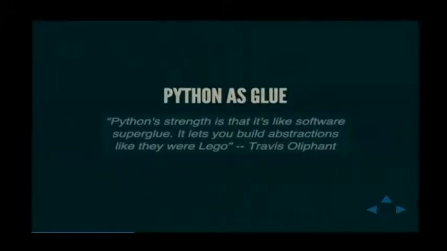So, this is a recent quote or a paraphrase of Travis Oliphant from Podcast.__init__, one of the new Python podcasts. Python's strength is that it's like software superglue. It lets you build abstractions like they're Lego. And that's certainly where most of the wins in the Python scientific ecosystem have come from. So you're pulling bits of, if you dig deep into something like SciPy, you see some Fortran, some C, and some C++, and you see those things come together in one place. And that's where Python really shines.